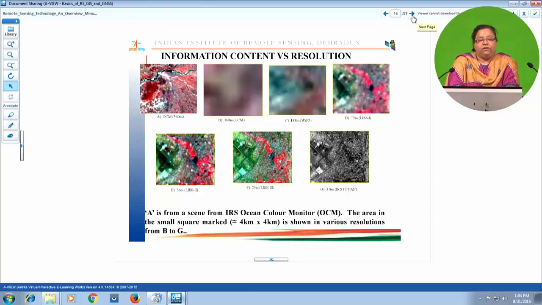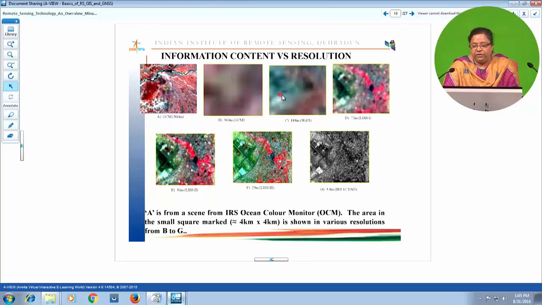So how spatial resolution is important, we can see from this particular slide. This slide shows how much the information content that is visible varies with the resolution. So we have a scene from the Indian Remote Sensing Satellite Ocean Color Monitor, OCM. The small area here which is marked in the box is zoomed here, and we can see that nothing is visible if we look at it by visual interpretation, right? But we can extract meaningful information by using image processing techniques.